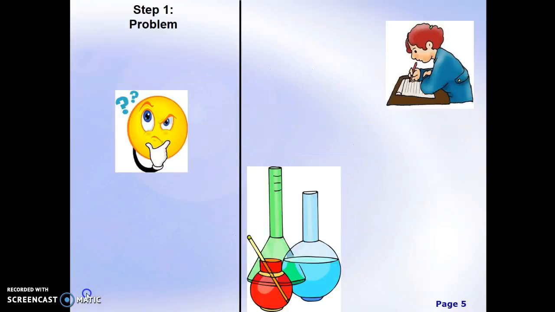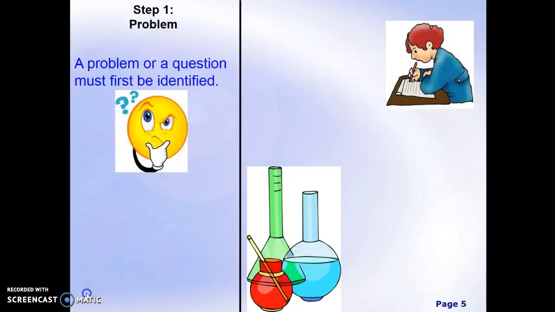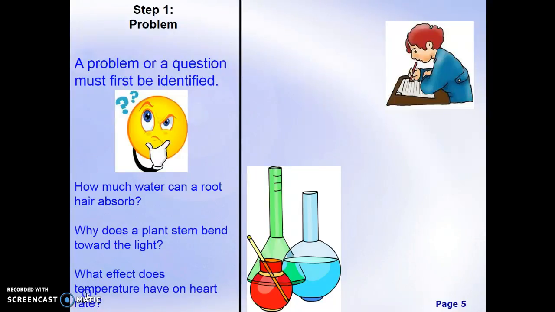So step one, we're going to look at a problem. So a problem or question must first be identified. And so these are different types of questions or problems that could possibly be answered. So how much water can a root hair absorb? So we'll learn about plants later. We may want to test that, okay?